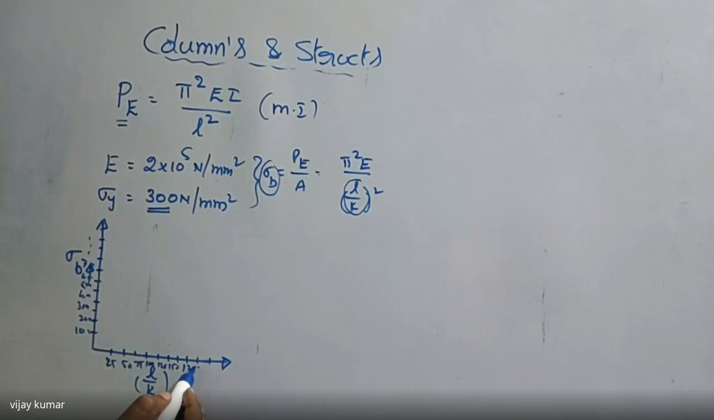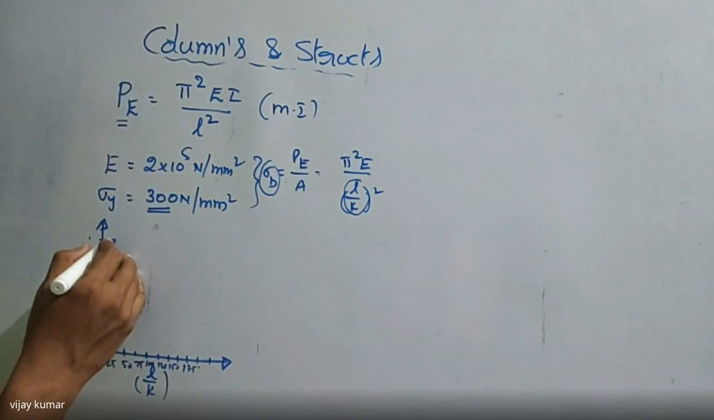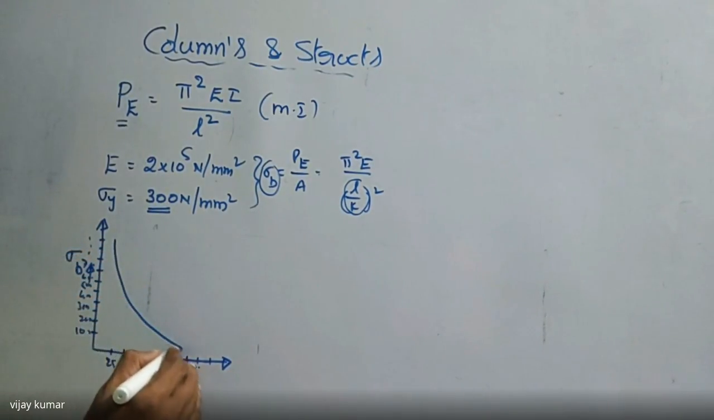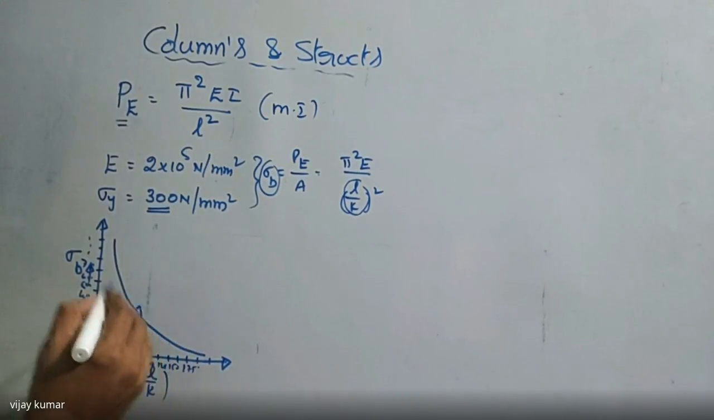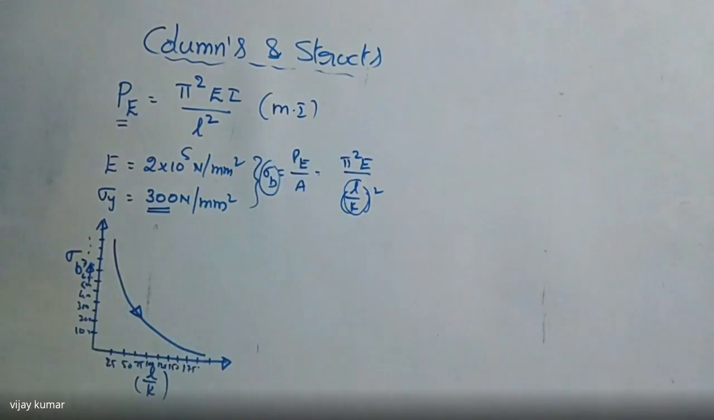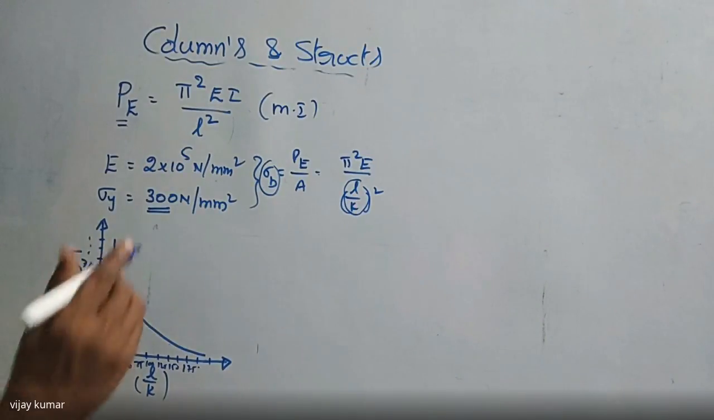goes on increasing, then the bending stress goes on reducing. The bending stress follows a parabolic form. So why? Because we have the square of the terms here. So it follows the parabolic form. So what is the maximum value here?